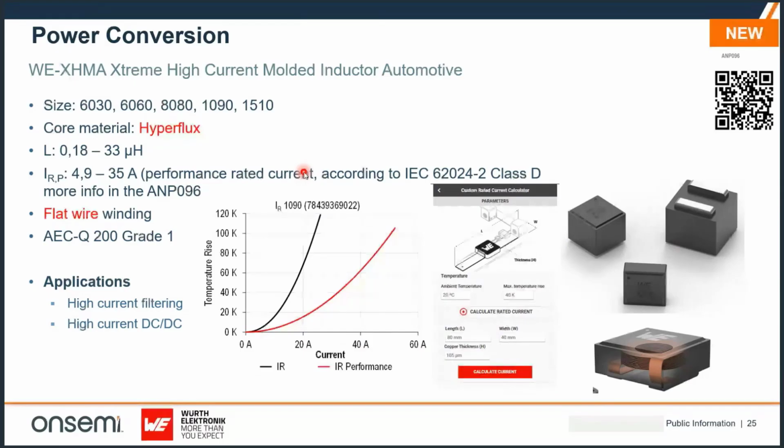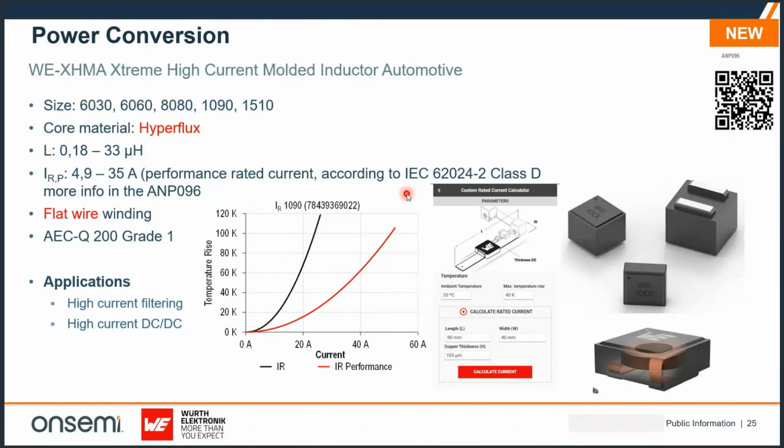So here one example of our flat wire inductors is the XHMA, which is the extreme high current molded inductor for automotive. It comes in 5 different sizes, and it has a Hyperflux core material, which offers a very good behavior at higher frequency. And it can take currents up to 35 amps. If you would like to know how the rated current is being measured, you can take a look at our datasheet or application note ANP096, where it explains how the rated current is being measured to the IEC standard.